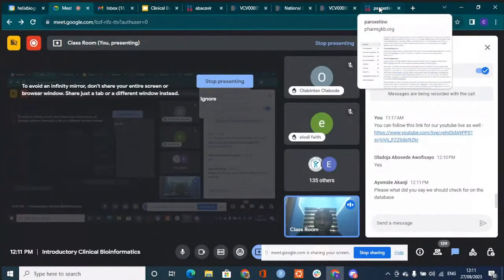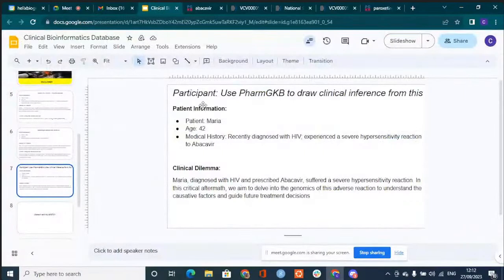Let me go back to the slide. This patient is diagnosed with HIV, and one drug that you can use for an HIV patient is Abacavir, right? Now she's showing some sign of hypersensitivity reaction after taking Abacavir. So our clinician decided to sequence her genome to screen for what could be wrong. Why is she allergic to Abacavir?